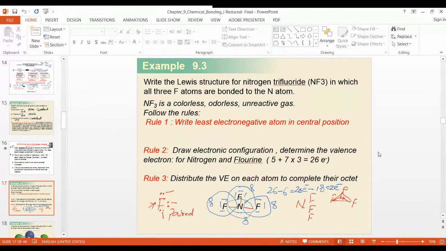If the central atom's octet is complete, that's very nice. If not complete, it means that the structure is wrong, not the question. In that case, you have to take a lone pair of electrons from a side atom and make it a double bond. And remember that hydrogen and fluorine will never make a double bond. Always remember.